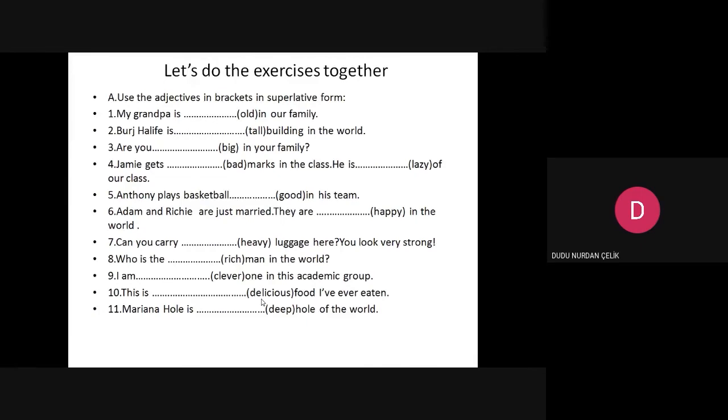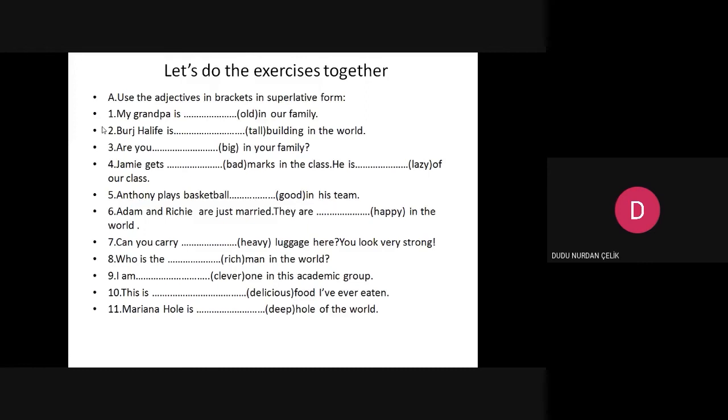Now, let's do these exercises in superlative form, just superlative. We're going to use the adjectives in brackets in superlative form. It's easy. Just be careful. I want your answers first. Make guesses. Think about your answer. Then I'm going to let you see the answer.